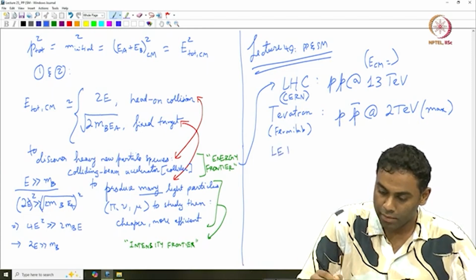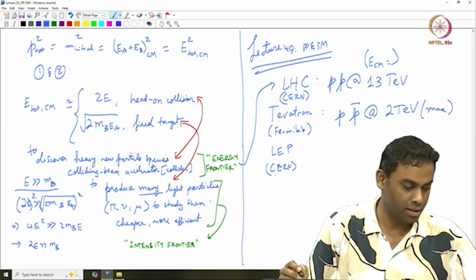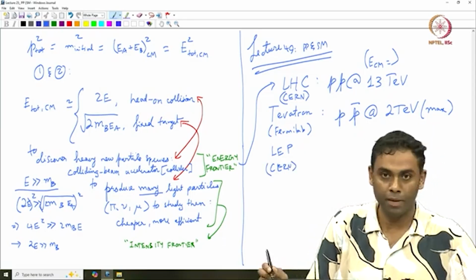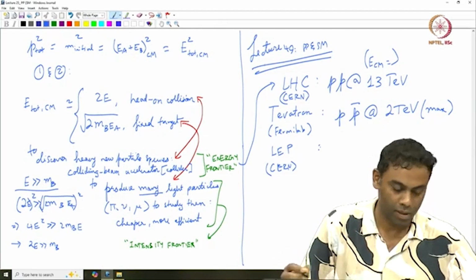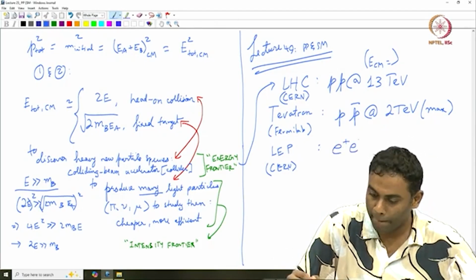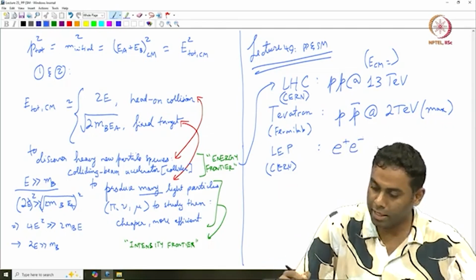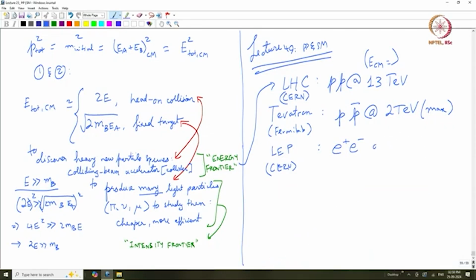And before that, again at CERN, there was the LEP, the Large Electron-Positron collider, and they crashed basically positrons and electrons, again in the center of momentum frame. Again the lab frame was made the center of momentum frame. The maximum energy they went to was 209 GeV.